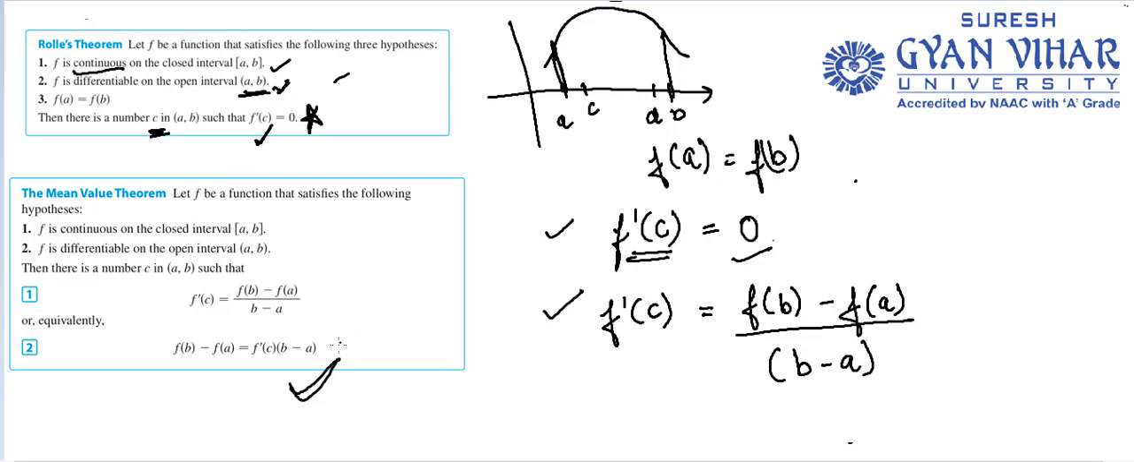Okay, so these are the two theorems where you have to memorize the outcomes or the results of these two theorems, what they state.